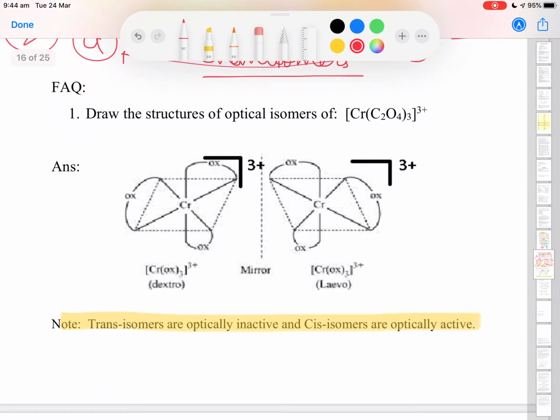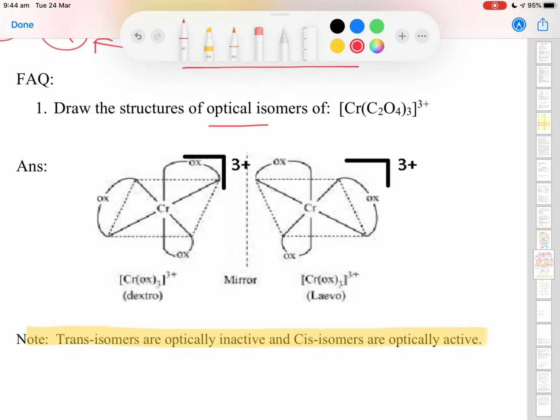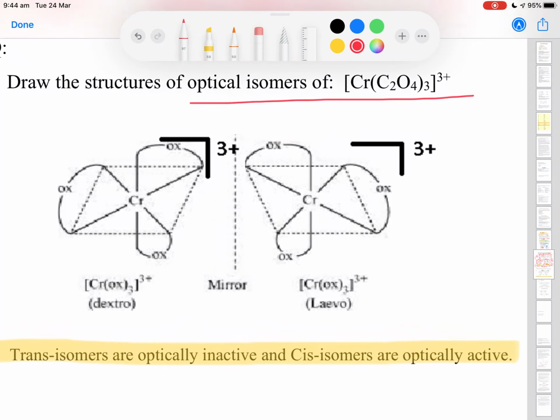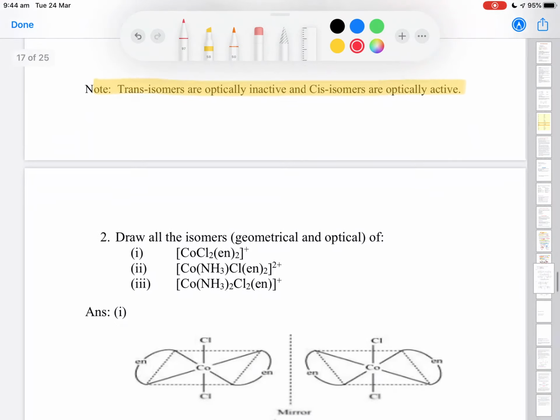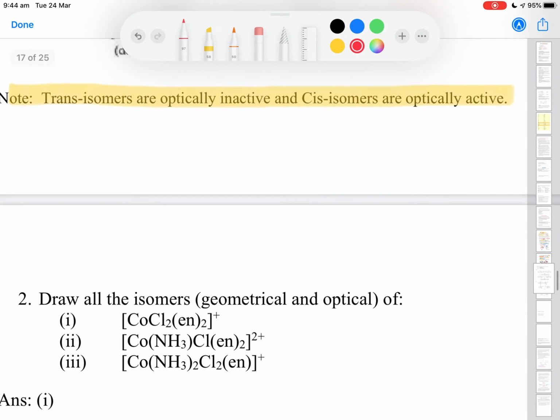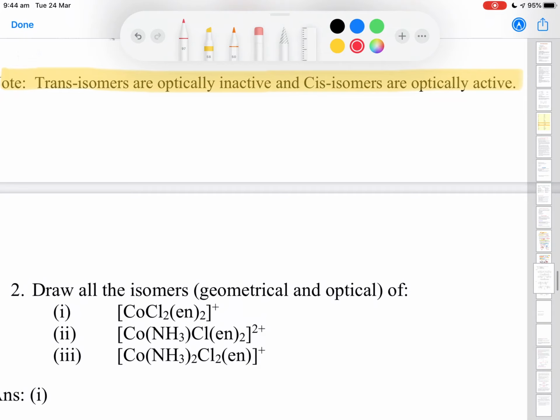So here I have one example for you. Draw the structures of optical isomers in this case. So again, the optical isomers, as I have shown over here, since it's oxalate, again didentate, it is going to occupy the positions like this. But here the mirror images can be observed because left becomes right and right becomes left, right? So with this we come to an end, and here I have a question for you. I'm not going to share the answer right now. Draw all the isomers, whether geometrical and optical, of these 3 compounds. So take up your notebook in your hand and start down with the answer.